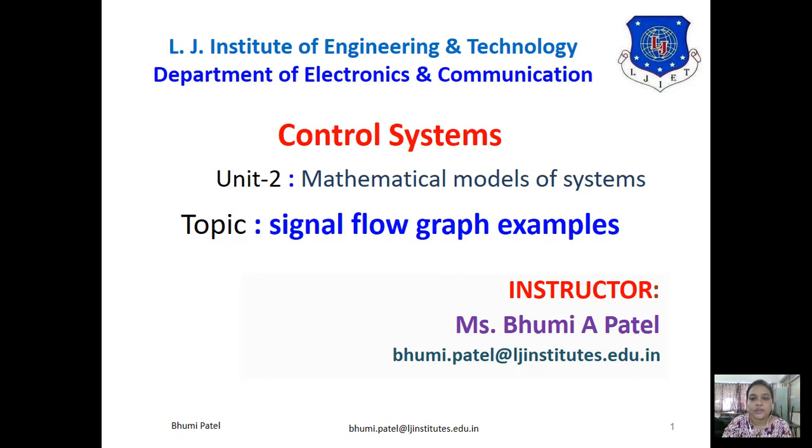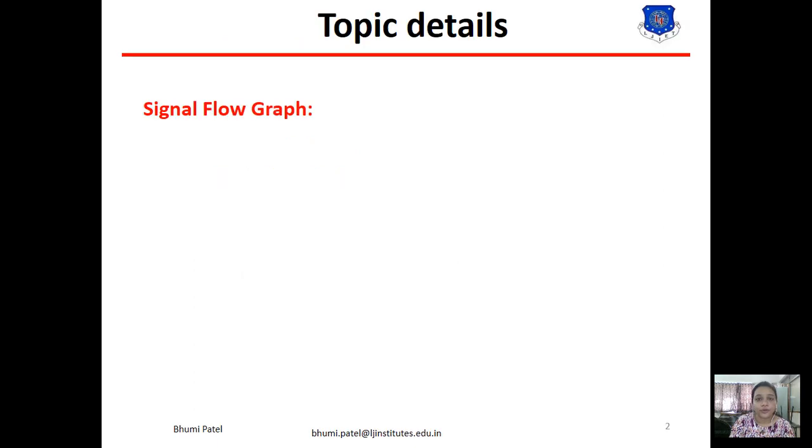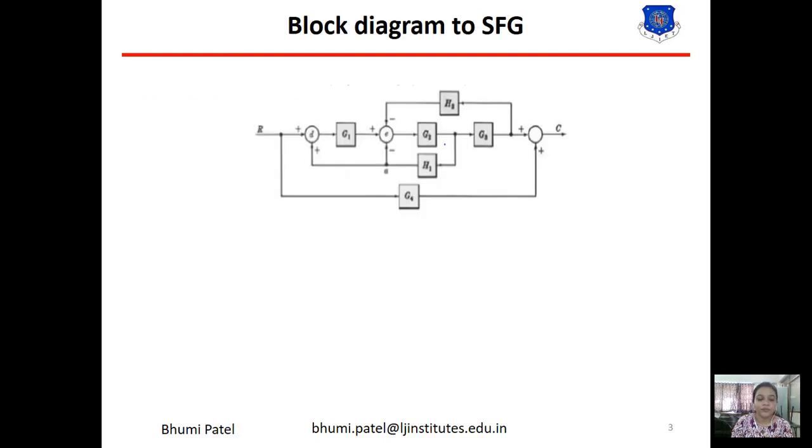Today we are going to discuss the signal flow graph example using Mason's gain formula. In the last session we studied two examples using Mason's gain formula. So today's topic is the signal flow graph. We can convert a block diagram to a signal flow graph and use Mason's gain formula. So the example is given.